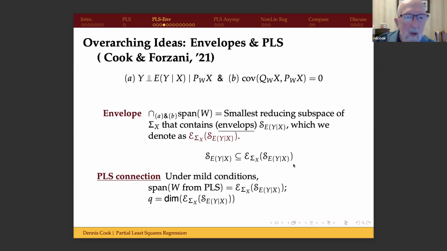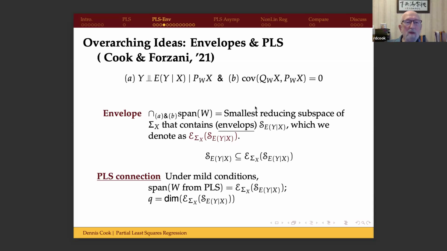Now, the name envelope came about because when I was developing envelopes with Bing Li and Francesca Chiaromonte, we were kicking ideas around and talking about it one day in the conference room at Penn State, and we started using the word envelop, one thing enveloping another. We started calling it an envelope, and that just stuck. So it wasn't really a conscious choice. It just kind of evolved from our informal conversations.